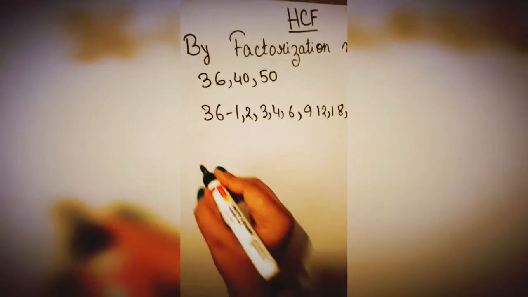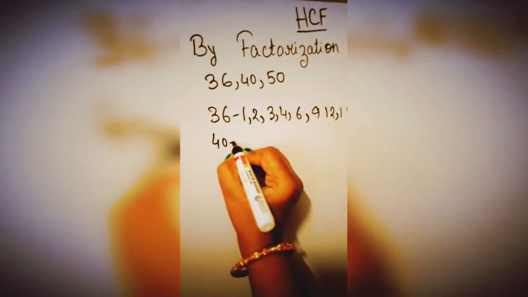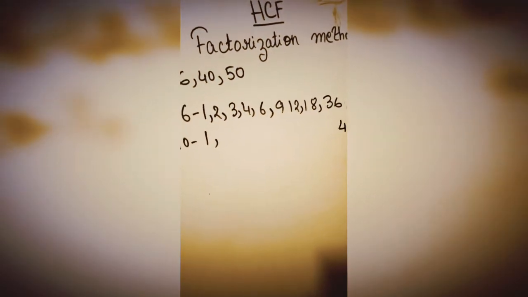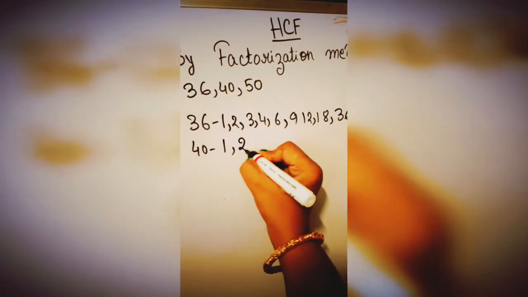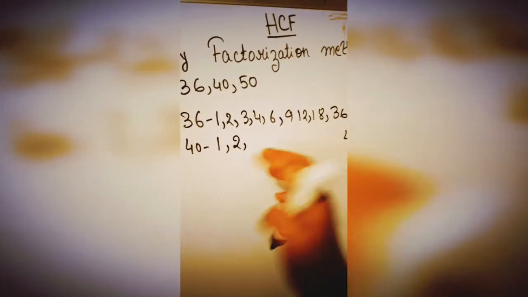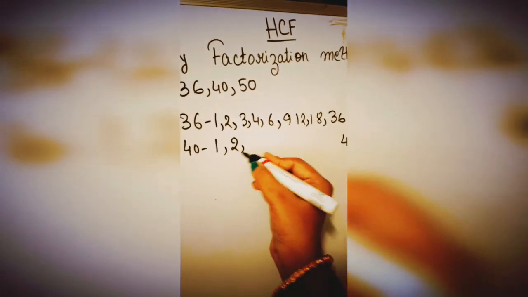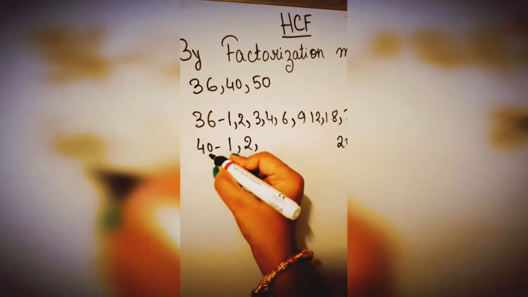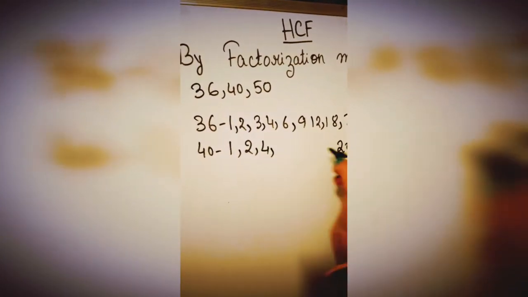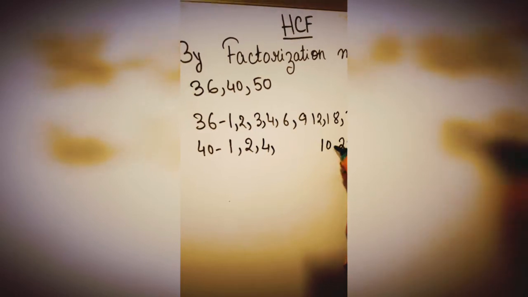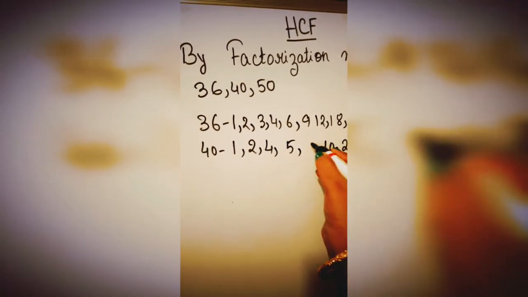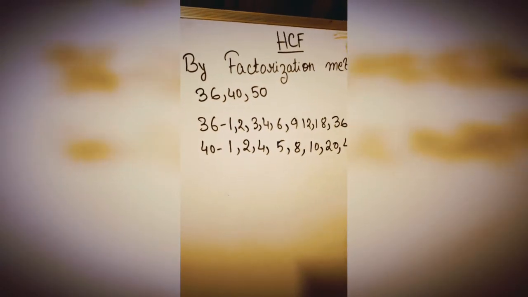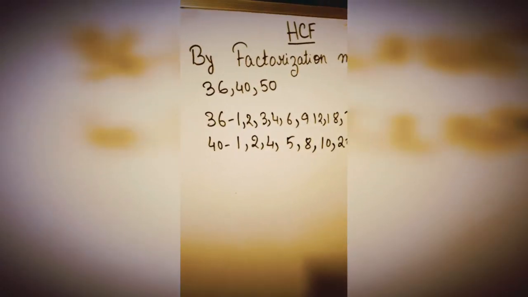Then number 40. So 40 comes in 1's table. So 1 into how much? 1 into 40. 2 into, if you don't know 2 into how much, you can divide and see. So 2 into 20. 3, no, it doesn't go. 4 into 10, 5 into 8. That's it. I hope you can understand the factors. This is the easiest way of finding the factors.